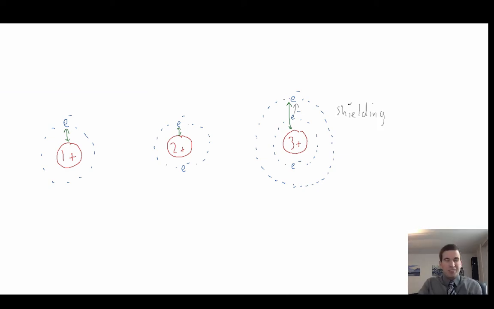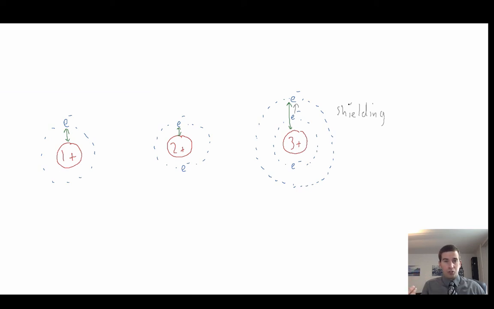Now to be honest, I don't particularly like this name. It suggests that the inner electrons are protecting the outer electrons. But these electrons are called shielding electrons, and what they are doing in terms of ionization energy, they are repelling the outer electrons, making them easier to remove. So there are different factors which contribute to the magnitude of ionization energy.